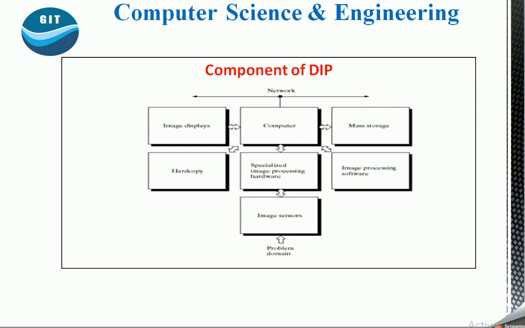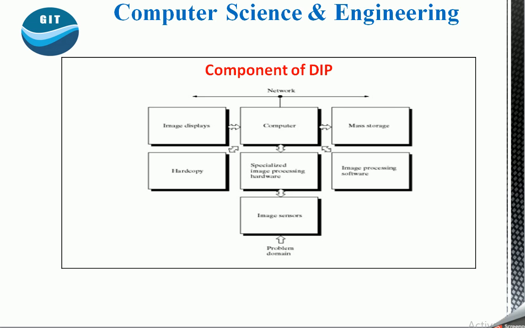When we process an image for any operation, we need some components. We need eight components, namely image sensors, image processing software, specialized image processing hardware, hard copy, computer, image display, mass storage and network. These are the components which are used for processing an image.